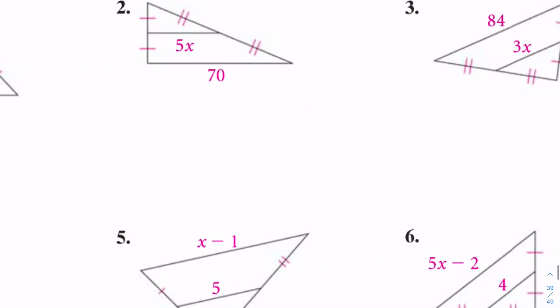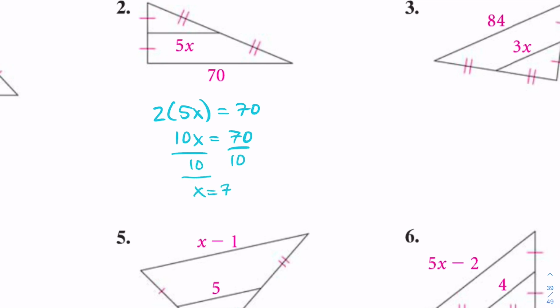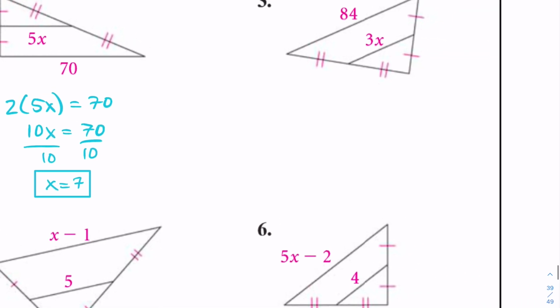Okay, so here I'm going to do 2 times 5x equals 70. So 10x equals 70. So x equals 7. 7 times 5 is 35, so that makes sense. It is half of the 70 I was looking for.